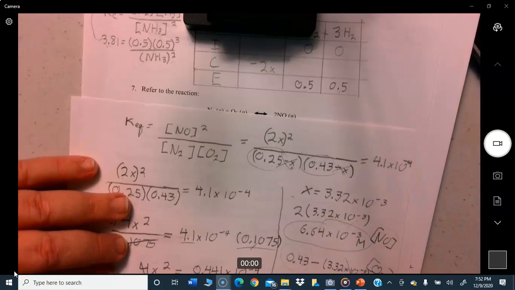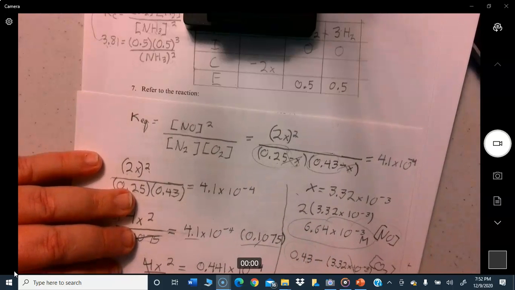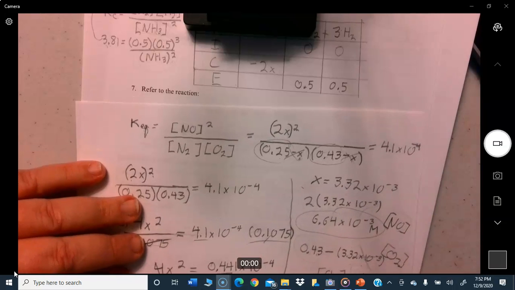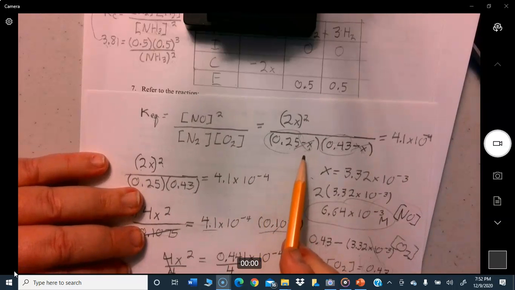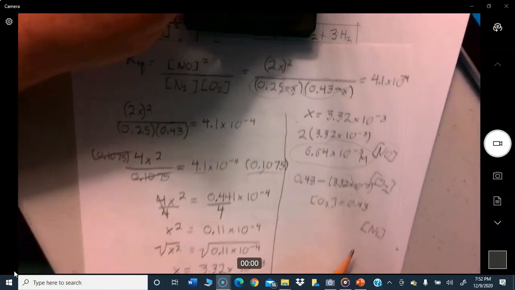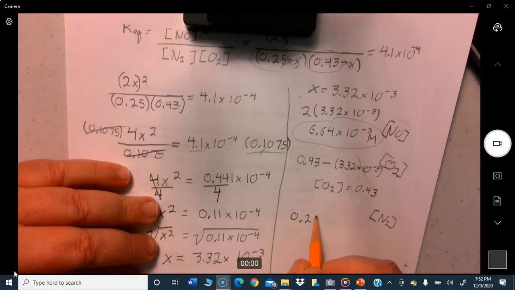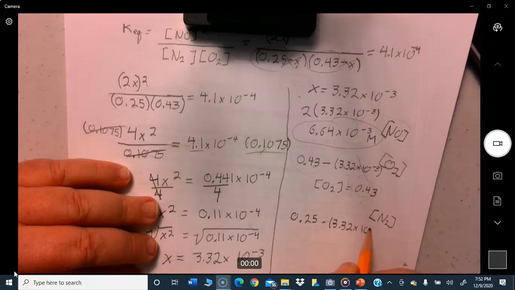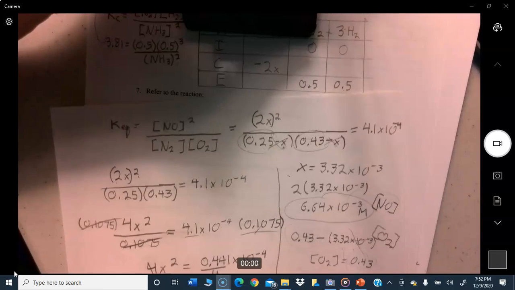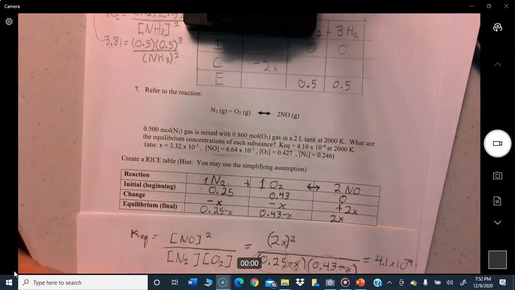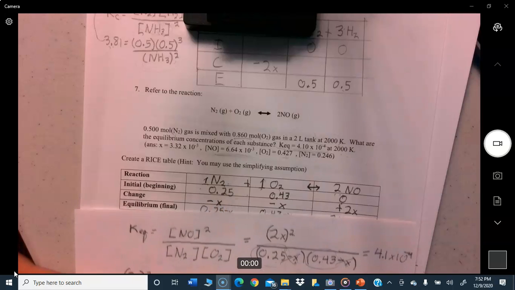And that is N2. So we want the concentration of N2. And it's going to be 0.25 minus that really, really tiny number. So I'll bet your answer is going to be 0.25 there, isn't it? So 0.25 minus 3.32 times 10 to the minus third. Okay. Again, where we got that from is right there, 0.25 minus what our value of X was, which is 3.32 times 10 to the minus third.